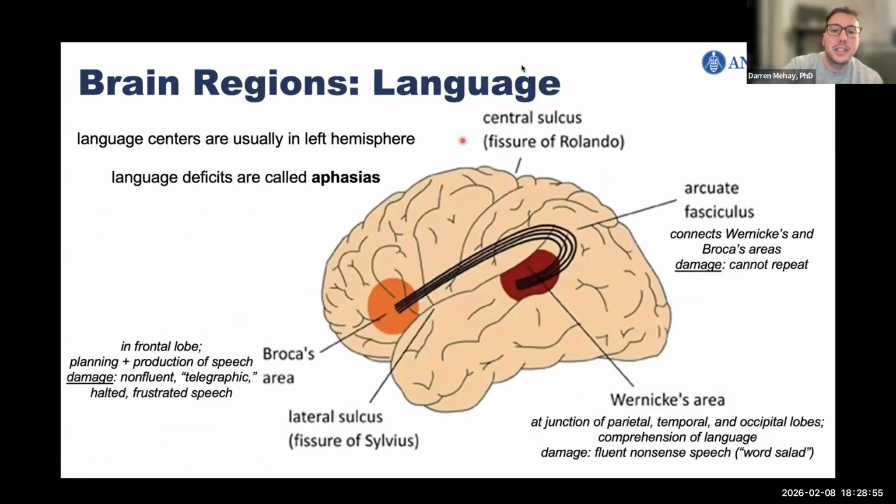So again, here we can actually see these. These language centers are going to be on the left hemisphere. Specifically, my Broca's area here, and then my Wernicke's area here, that kind of junction of those parietal, temporal, and occipital lobes, making my Wernicke's area, and then my Broca's area being in the frontal lobe.